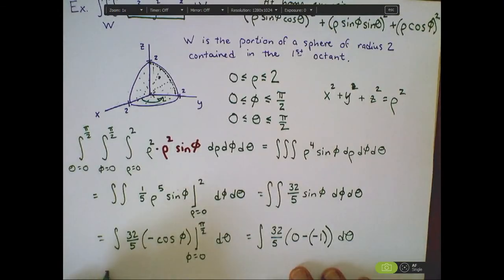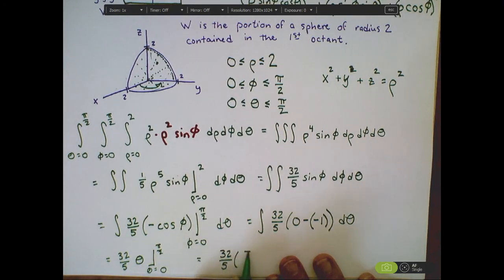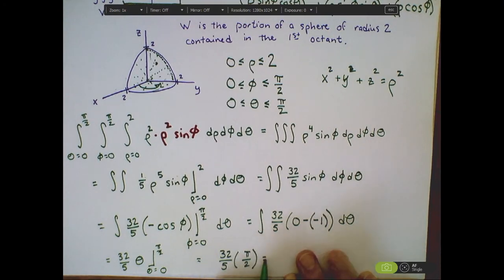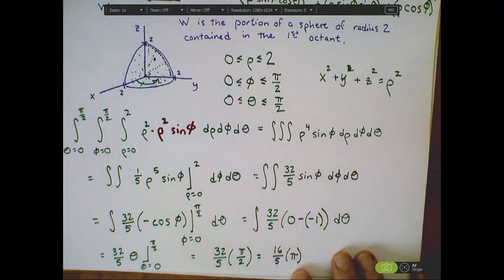So this becomes just 32/5. Now I'm going to integrate 32/5 with respect to theta, and I end up with 32/5 times theta, evaluating theta as it goes from 0 to pi over 2. So that's just going to be 32/5 times pi over 2, which is equal to 16/5 times pi.